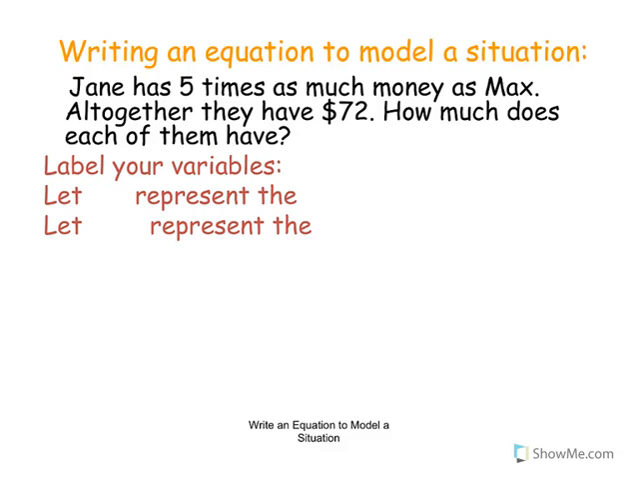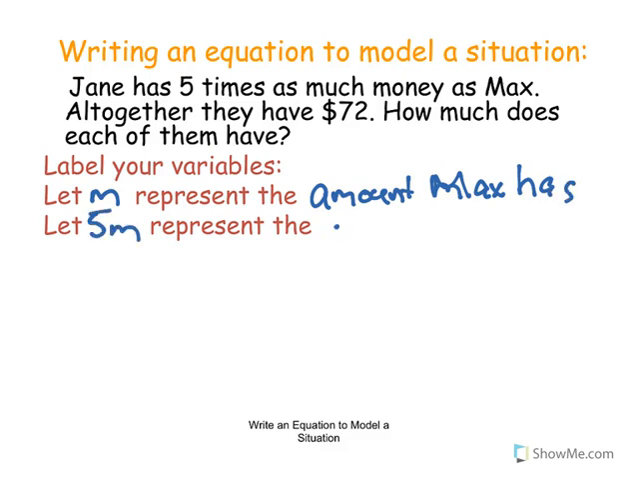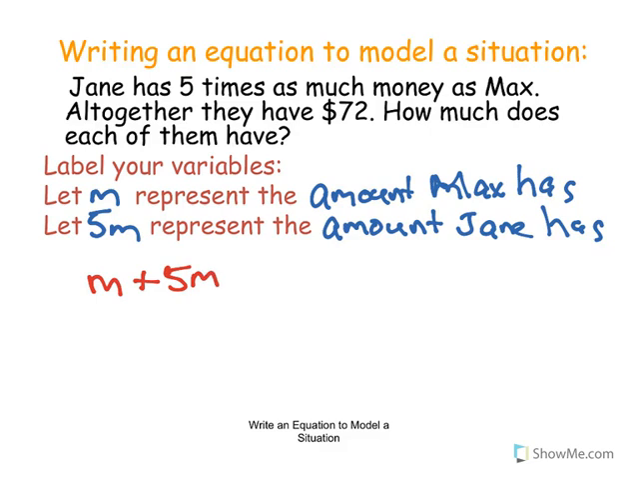All right, Jane's got 5 times as much as Max. Altogether, they have 72. Okay, so this one should be pretty easy. So who's got less? Max obviously has less. So I'm going to let M represent the amount Max has. And now it says Jane's got 5 times as much. So that's 5M.